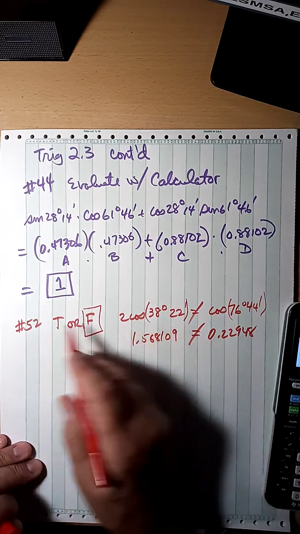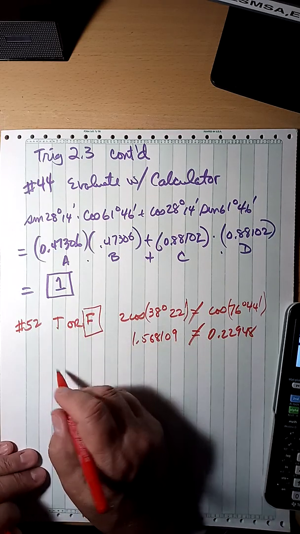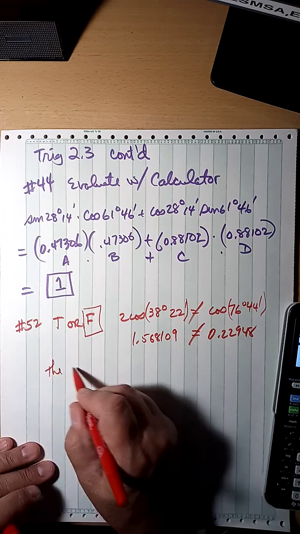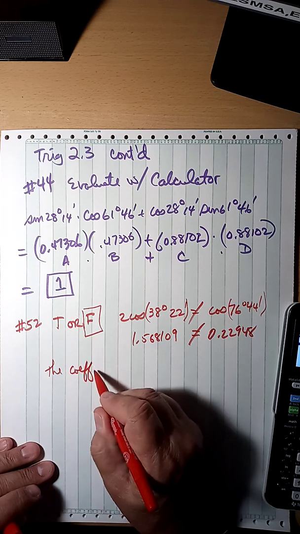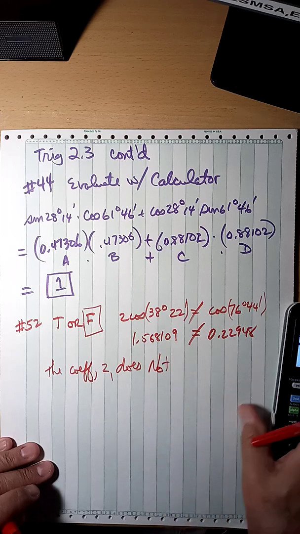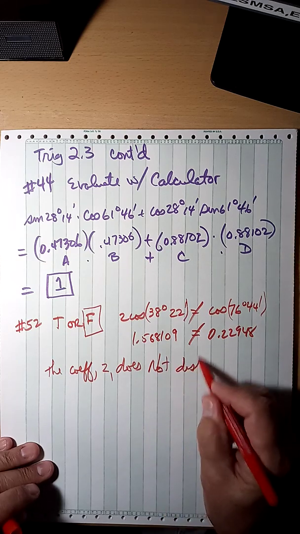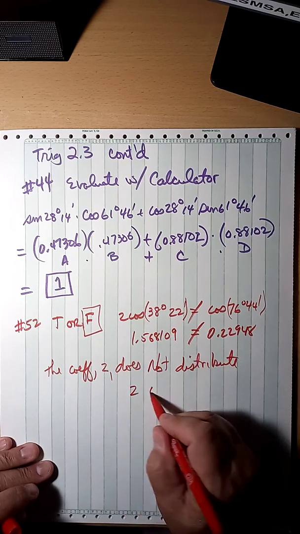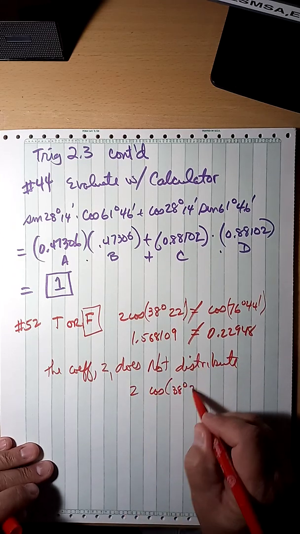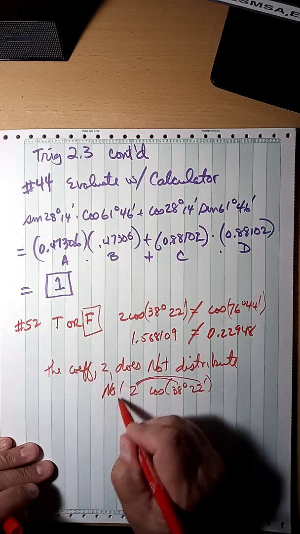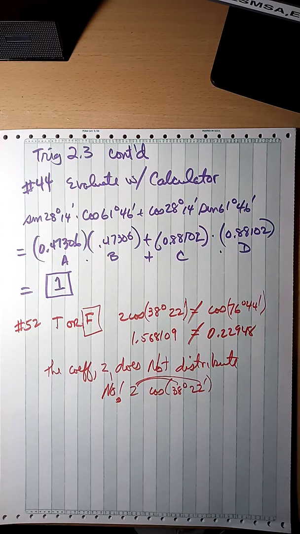And because it looks like we've only got 3, maybe just 2 steps here, we've got 3 out of a count of 3. The coefficient 2 does not distribute. 2 cosine 38 degrees 22 minutes. No. Now you've got 4 steps.